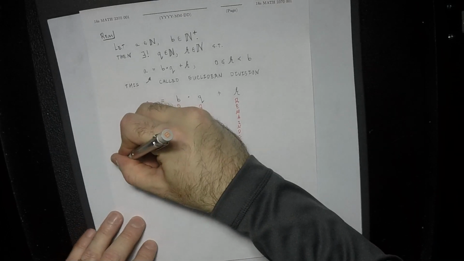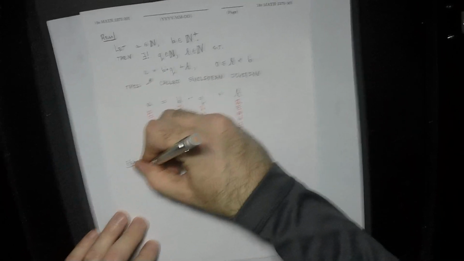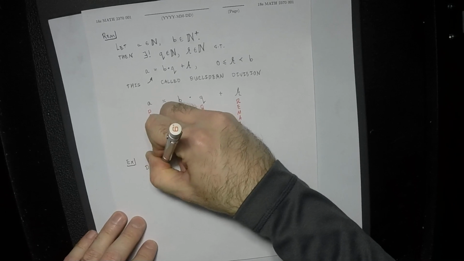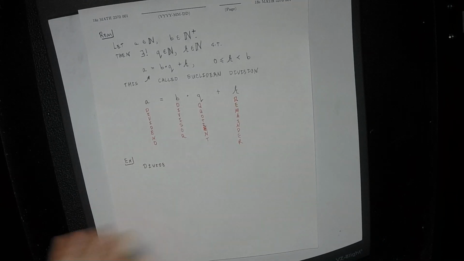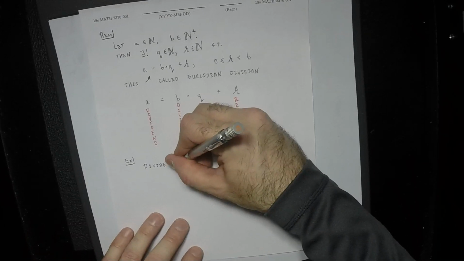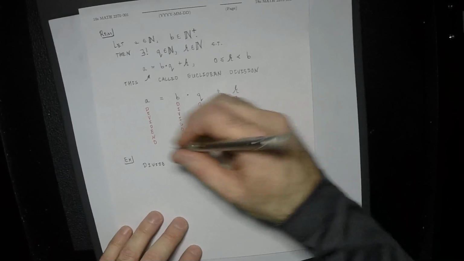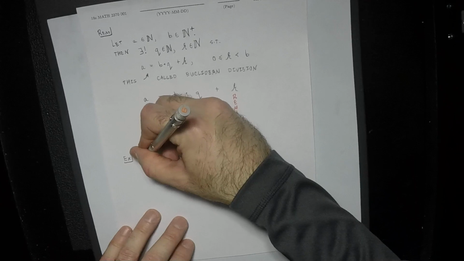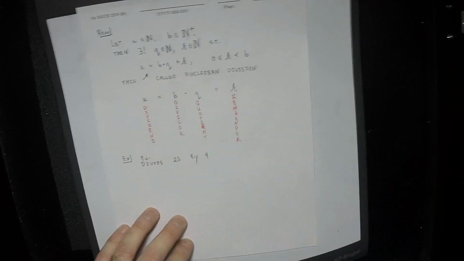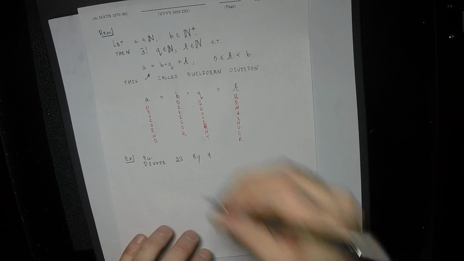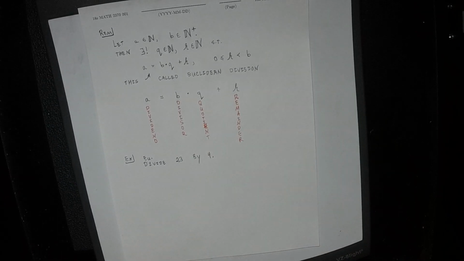So let's have an example of doing this. Divide 23 by 4, and by divide I mean Euclidean divide. So Euclidean divide 23 by 4. That means that I want you to compute the quotient and the remainder, and I want you to write an equation that involves 23, 4, and the quotient and the remainder that you calculate.